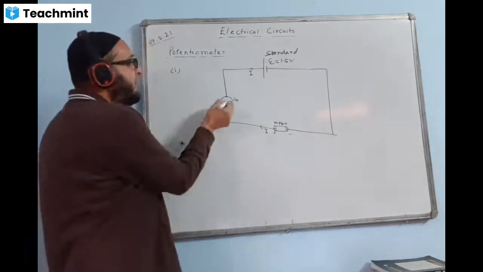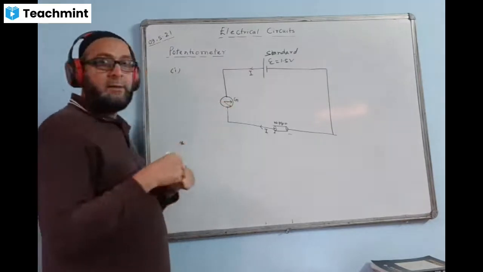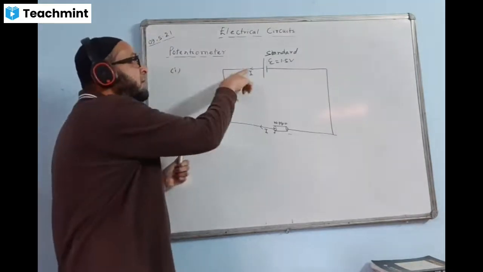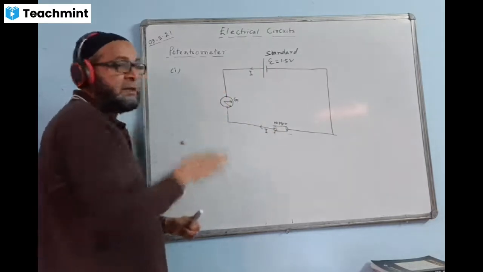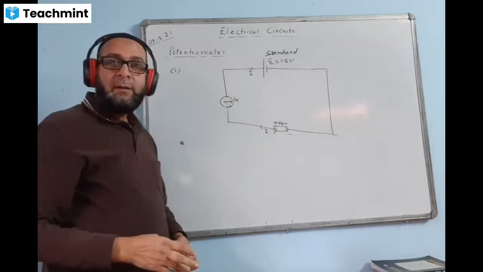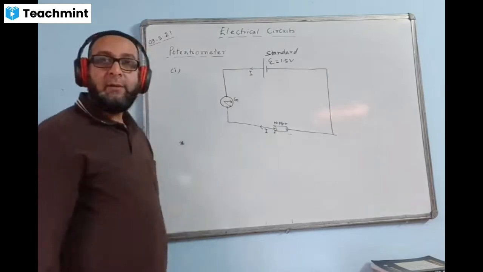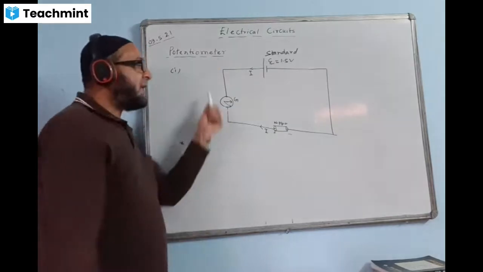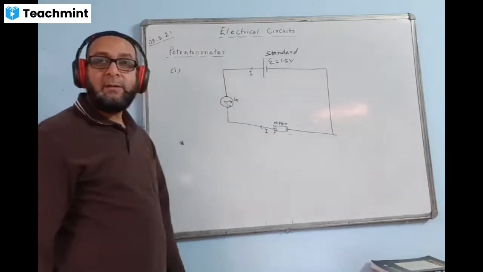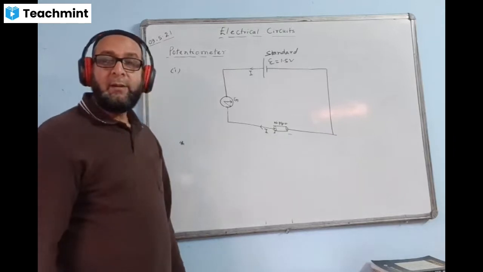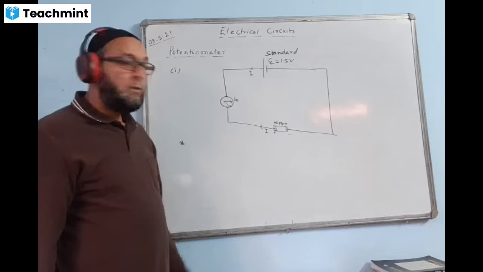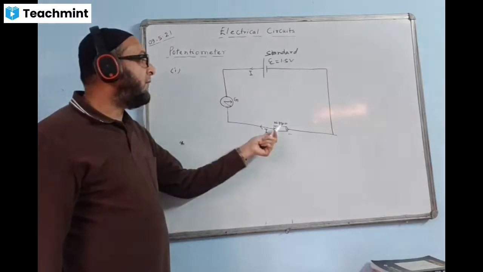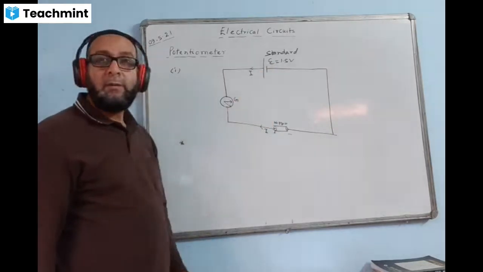If the galvanometer shows reading somewhat like this side, that means this current is bigger. That means the EMF of this one is smaller. The current is flowing in the direction of the bigger one. That means they need to increase the value of EMF. If the deflection goes to the other side, that means this cell's EMF is bigger. They need to reduce the EMF. And unless the deflection becomes zero, the EMF of this cell will not be equal to this one.